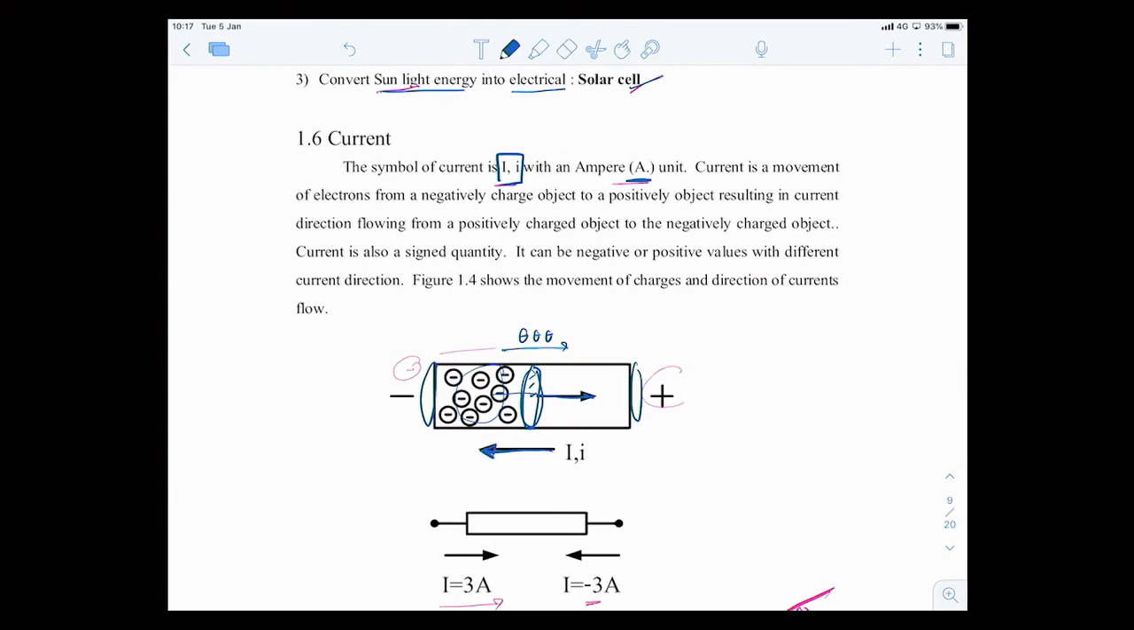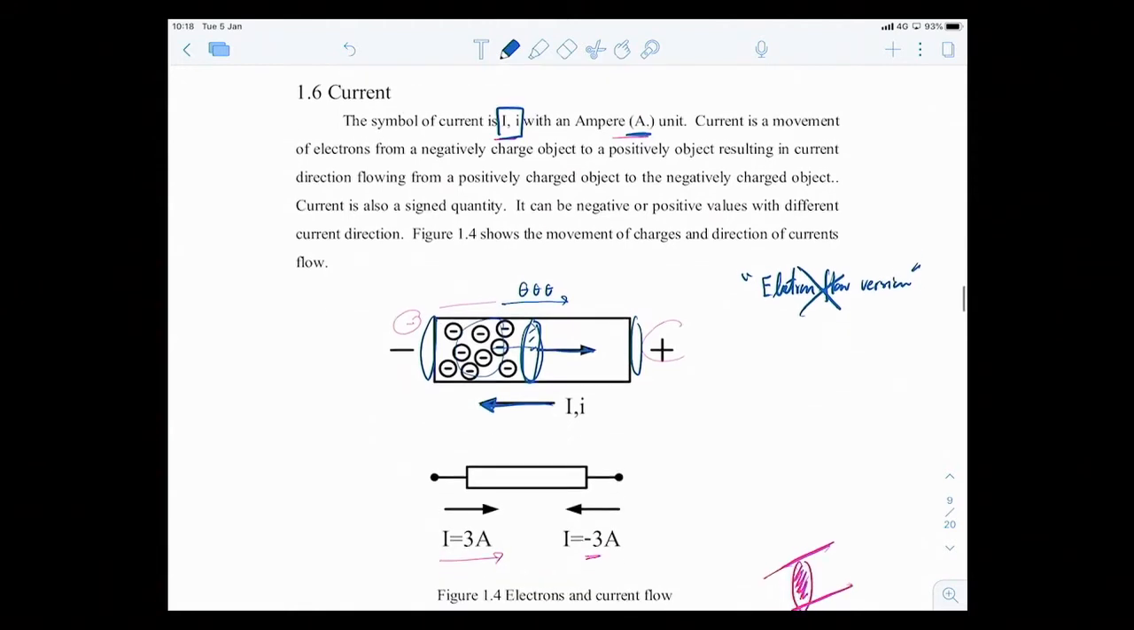Now, if you ever buy a textbook, you have to be careful that sometimes the book would say "electron flow version." If you have this written on the cover of the book, it means that in that book, the current direction is the same as the direction of the electron movement. But for us, we don't use these versions. So therefore, this is current.